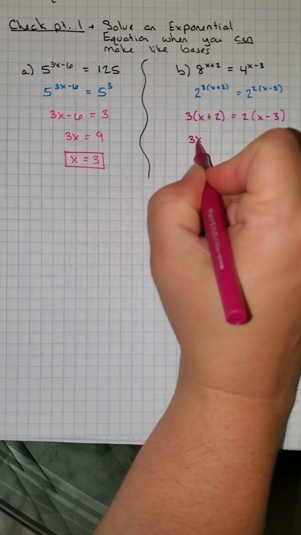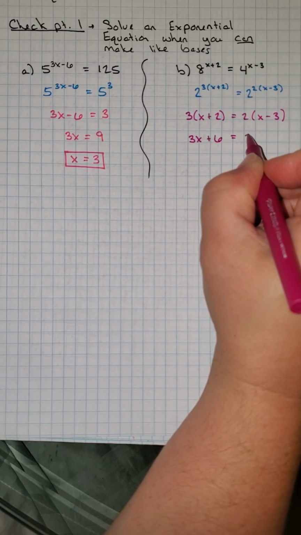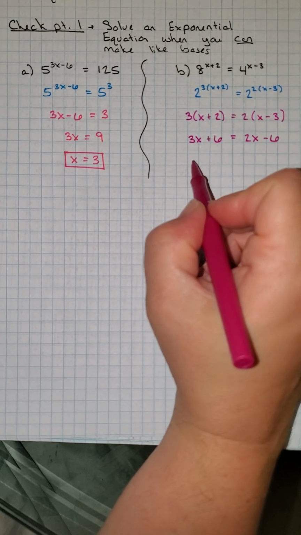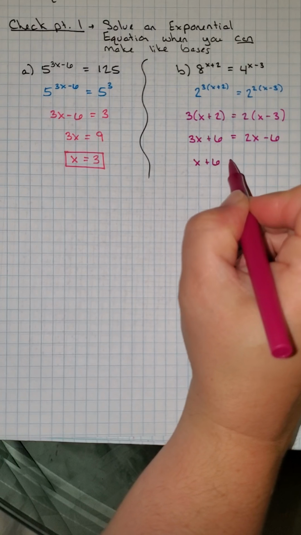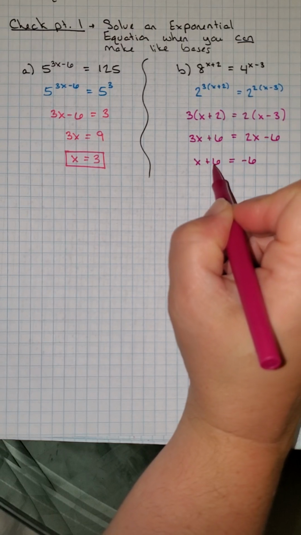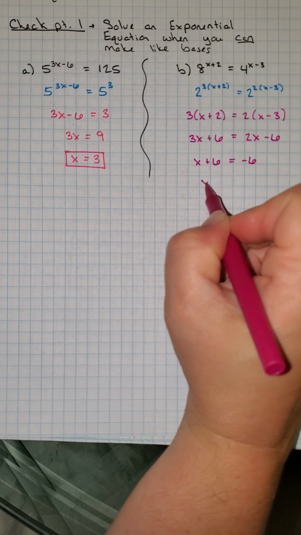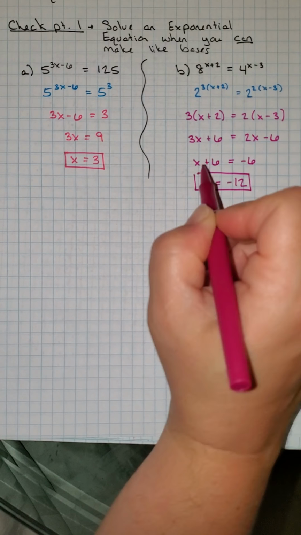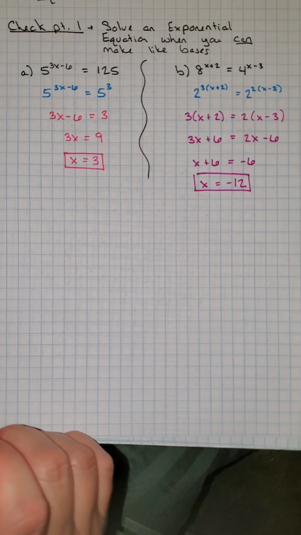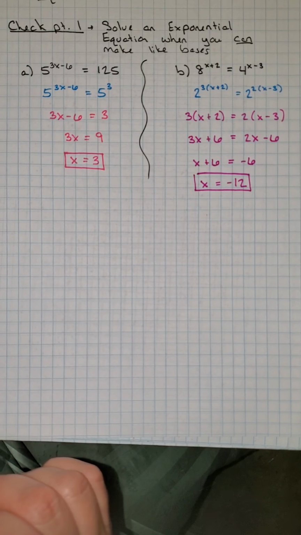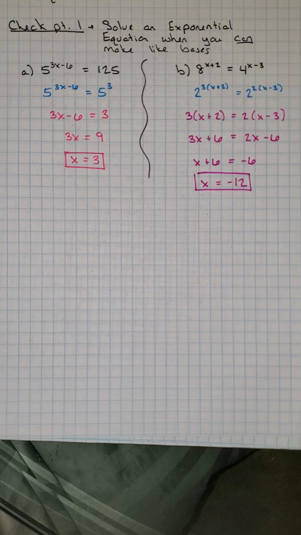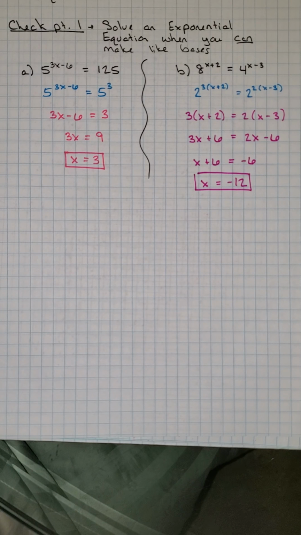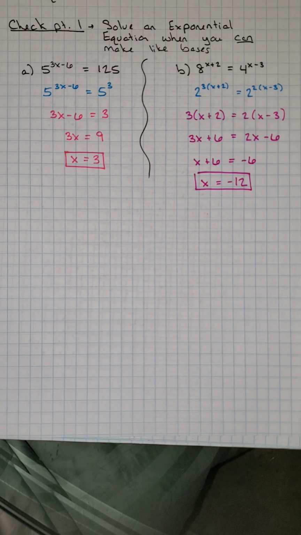Distribute the 3, you have 3x plus 6. Distribute the 2, you have 2x minus 6. Subtract the 2x, that'll just be x plus 6 equaling negative 6. Subtract the 6 over here, you'll get x equals negative 12. And that will be the final answer. So those two were examples of ones where you can make like bases. Checkpoint 2 will not have that situation.